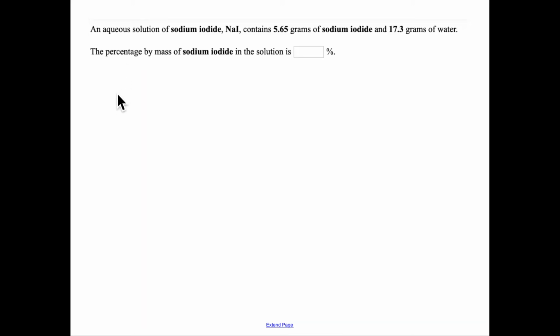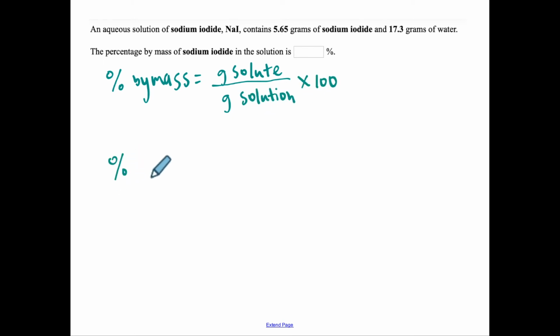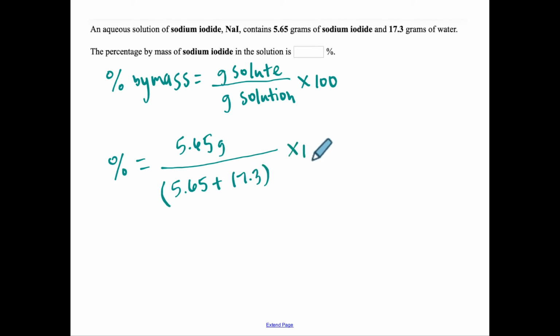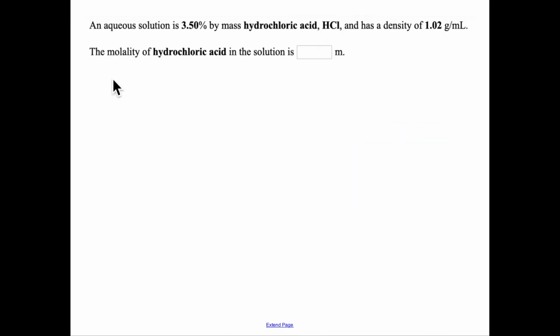All right, this problem asks for percent by mass. The formula for percent by mass is grams of solute divided by grams of solution times 100. We're looking to solve for the percent. We have the grams of solute, which is 5.65 grams, and then the grams of the solution. So the grams of the solution is going to be the grams of the solute plus the grams of the solvent. So we're going to put those in parentheses when we type it in, multiply by 100. And when we type all of that in, we get 24.6%.